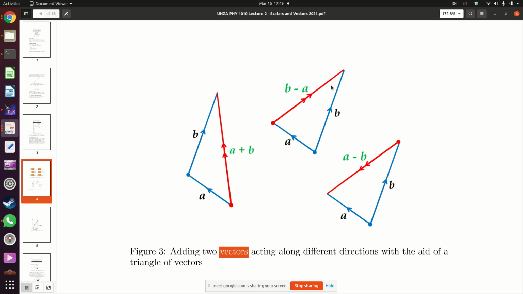Oh, yes. Thank you, sir. So in the case of A minus B, I start with B. I start from this end. So I move along minus B. B is pointing in this direction, so I move in the opposite direction to B. Then at that particular end, I move along A. So that gives me minus B plus A. That gives me A minus B.